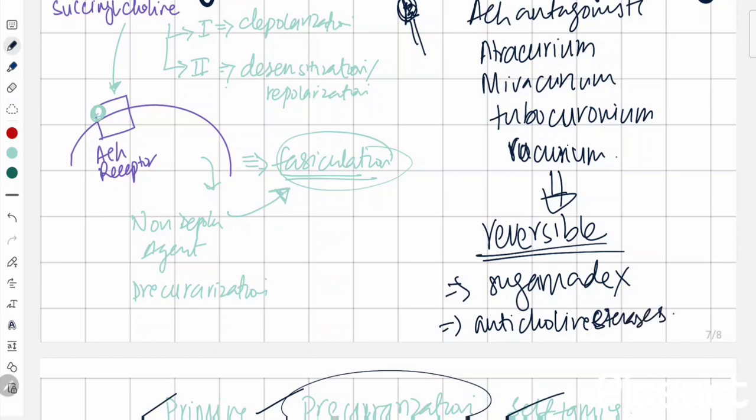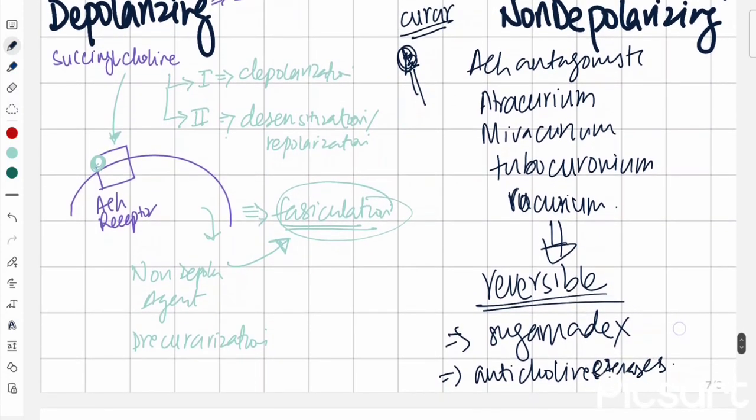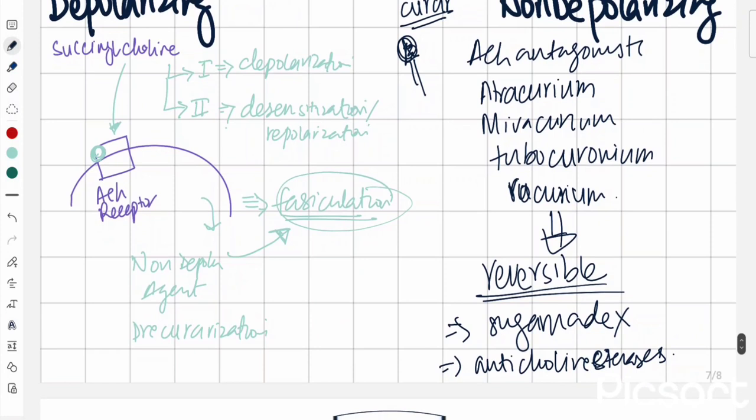And the anticholinesterases, how are they going to reverse the block? Okay, anticholinesterases, how are they going to help in non-depolarizing blockade? Because they're going to increase ACh. When they increase ACh, of course the antagonist effect will go down.